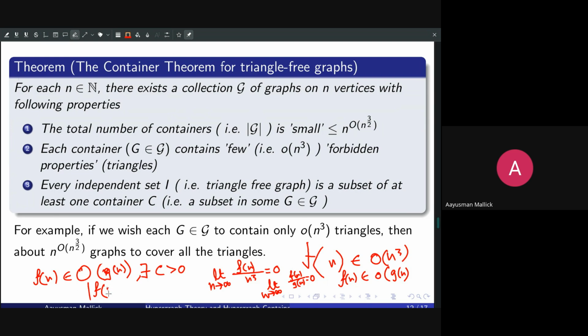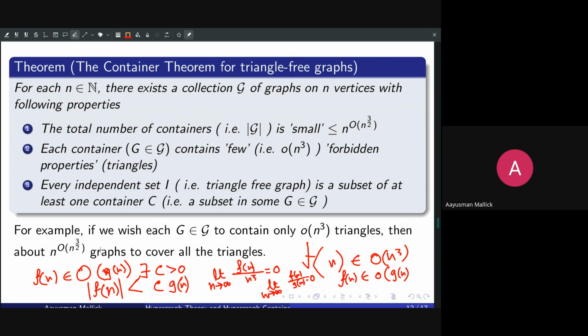f of n is always less than C times g(n). Here we are considering n to be integers, but it can also be extended to reals and complexes. Those I'm not entering right now. So this is the meaning of the notation.